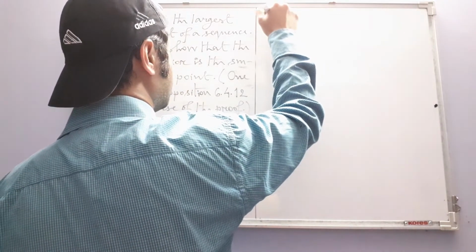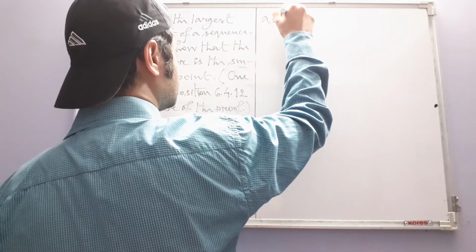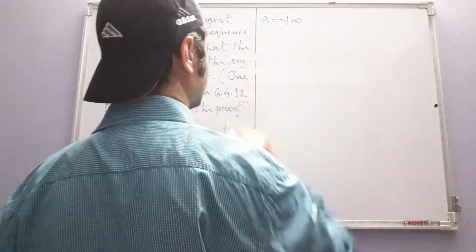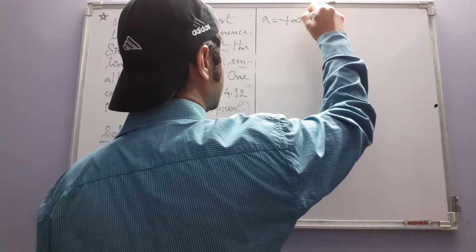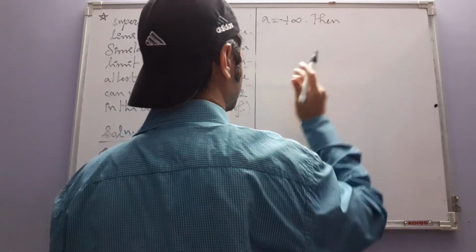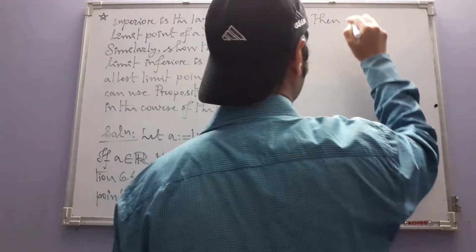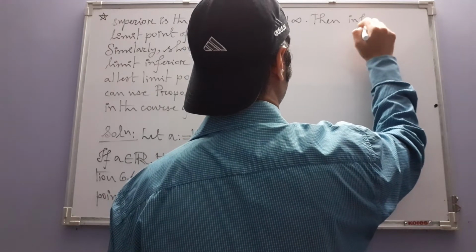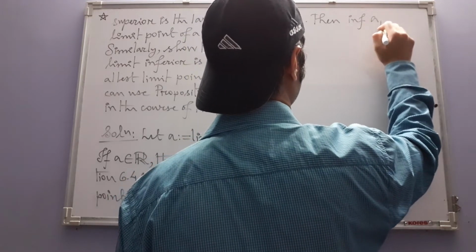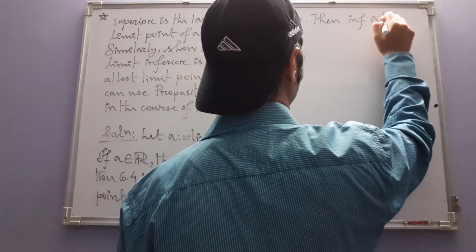Assume A is plus infinity. Then, so what is A? A is an infimum. It's the infimum of all these suprema.